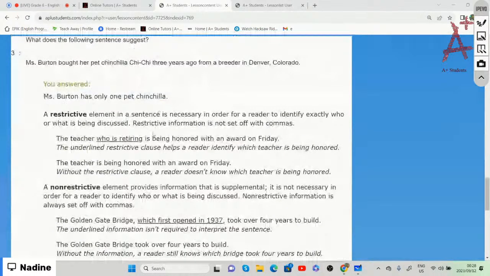Miss Burton bought her pet chinchilla Chichi 3 years ago from a breeder in Denver, Colorado. So if we look at our sentence, what does the following suggest?